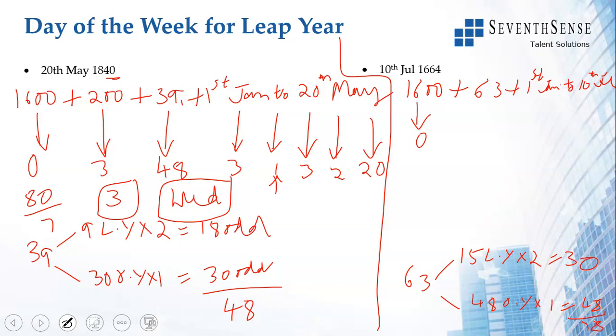So I can write 78 there, or I do 78 by 7, which gives me 1 remainder. I can add 1 here, which gives me 1 odd day. Same. You can add 1 here, or you keep the 78 directly. It is the same. You will get the same answer.